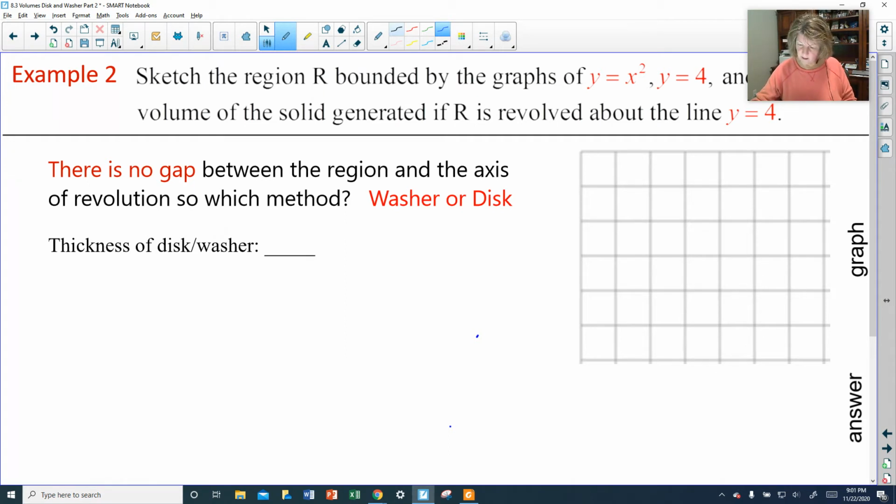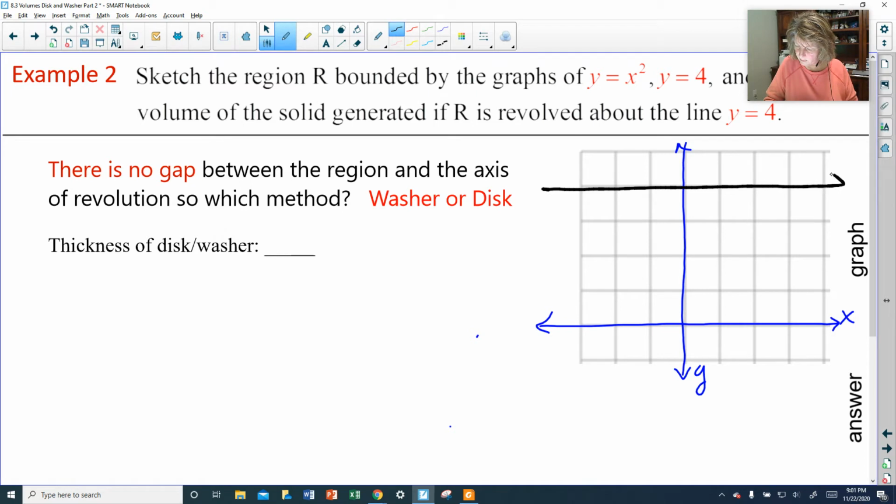I'm thinking here's probably not too bad a choice for my x and y axis. And we've got the line y equals 4, 1, 2, 3, 4. So that's going to be my axis of rotation. I'm going to make it black there. So this is y equals 4. This is the one we're revolving about. So we got another horizontal axis of rotation. Everything will be worked in dx style.